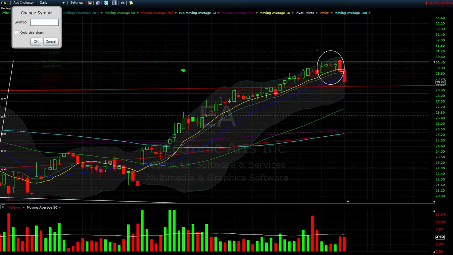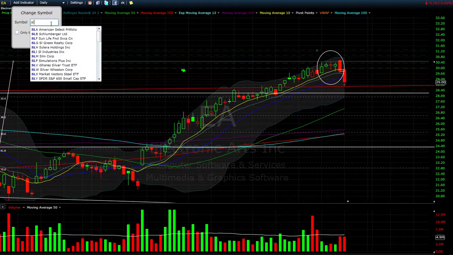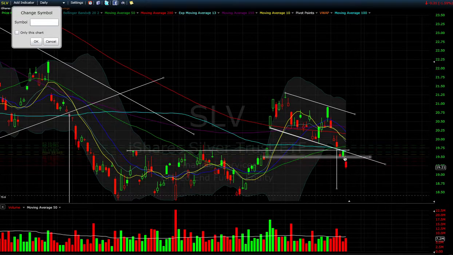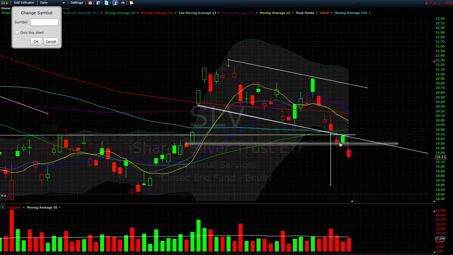Okay, let's go to silver. Silver is a little weak. I actually was looking for a bounce here. I stopped out on the second half here in the morning. Actually it was pretty much almost a break even trade. But that's just the way the cookie crumbles. I didn't get the bounce.